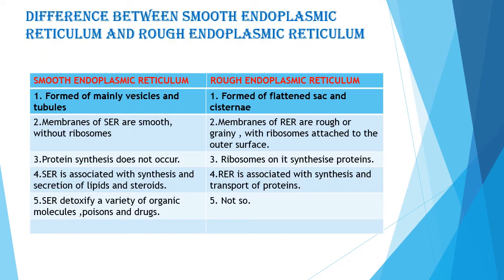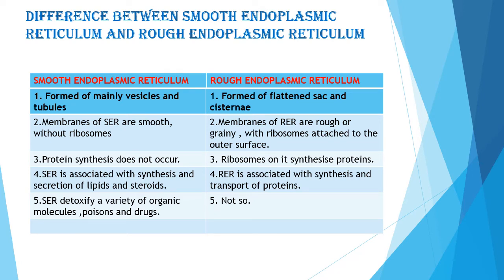Now let's see what the differences are between the smooth endoplasmic reticulum and the rough endoplasmic reticulum. Smooth endoplasmic reticulum is formed mainly of vesicles and tubules. Rough endoplasmic reticulum is formed of flattened sacs or cisternae. Membranes of smooth endoplasmic reticulum are smooth; they don't have ribosomes. But membranes of rough endoplasmic reticulum are rough or grainy, with ribosomes attached to the outer surface.